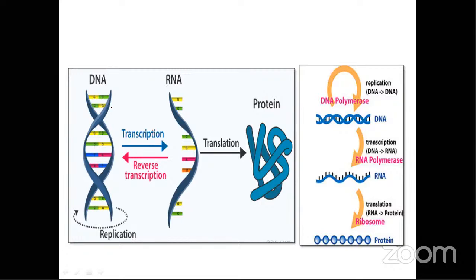The difference is that here instead of T, U is present. Instead of thymine, uracil will be present. And this process is called transcription. From RNA we can also produce DNA. That is seen in case of some retroviruses. This process is called reverse transcription, and here the important enzyme is called reverse transcriptase enzyme.